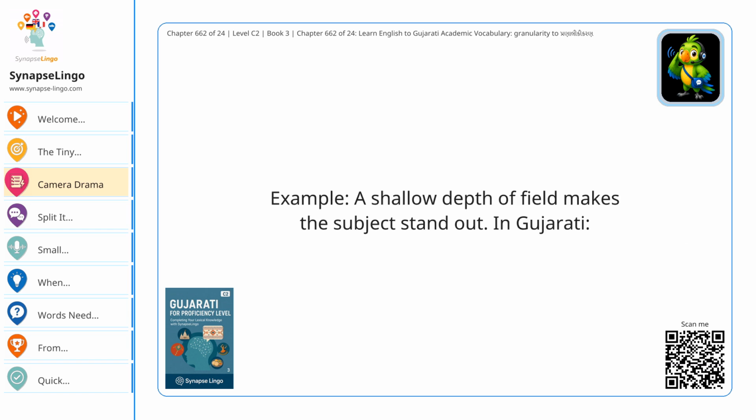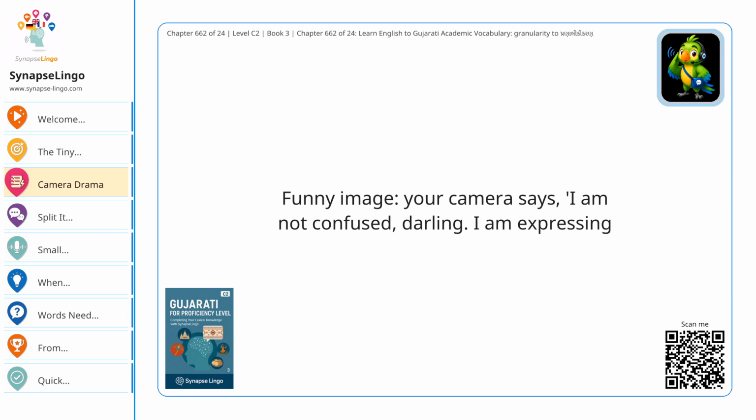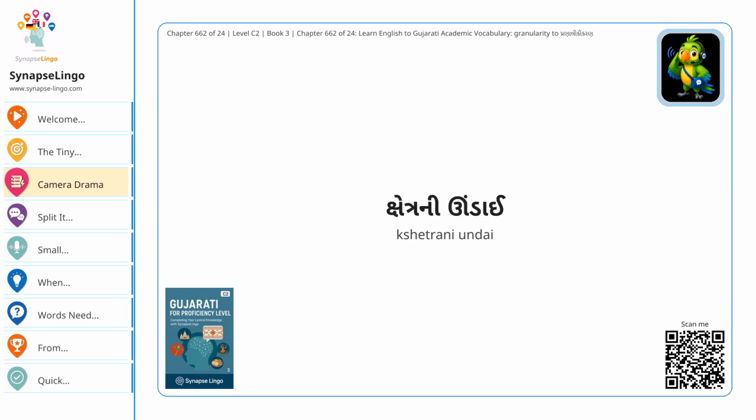Example: a shallow depth of field makes the subject stand out. In Gujarati: ઓછી ક્ષેત્રની ઊંડાઈ વિષયને વધુ સ્પષ્ટ બનાવે છે. Funny image: your camera says, I am not confused, darling. I am expressing ક્ષેત્રની ઊંડાઈ.